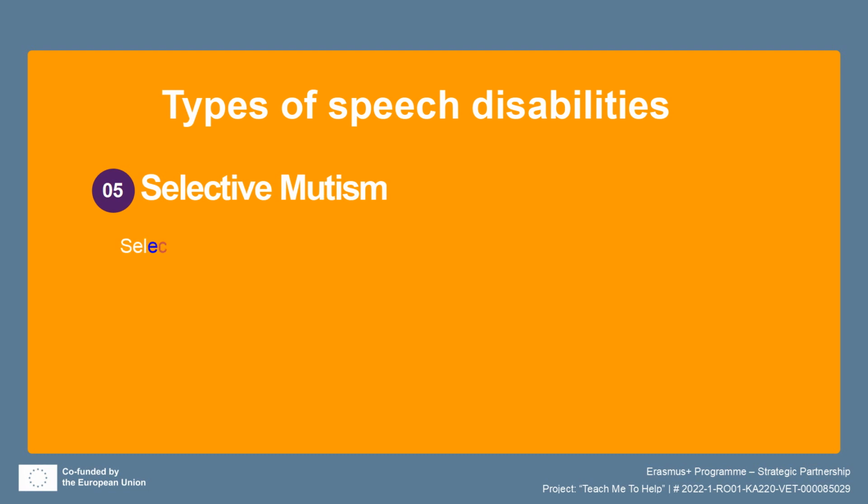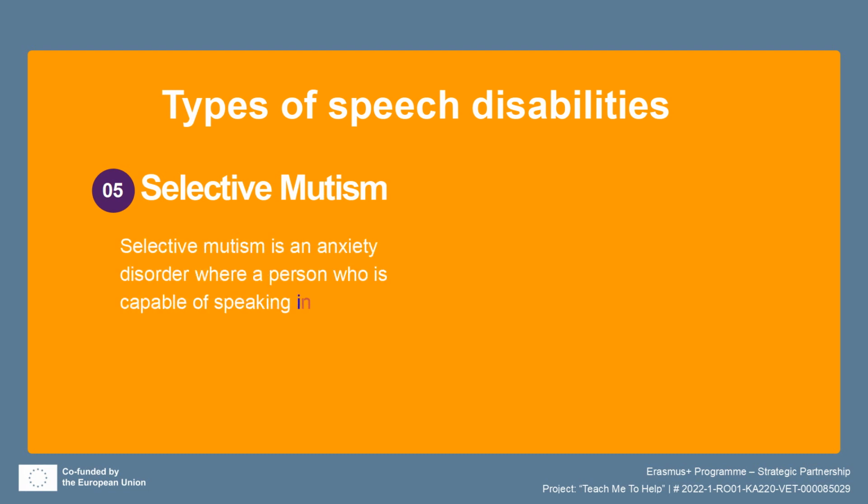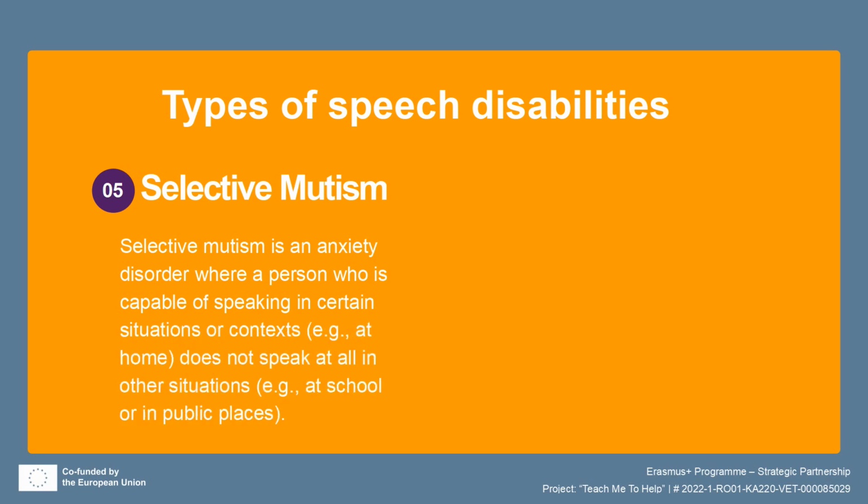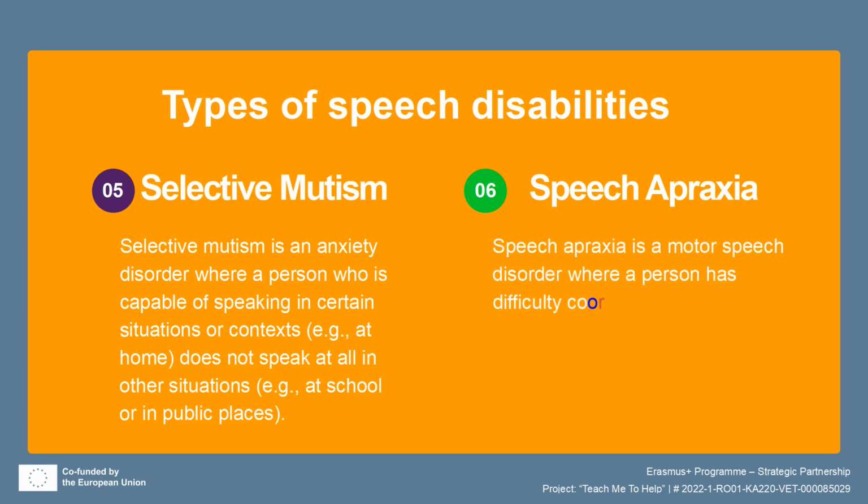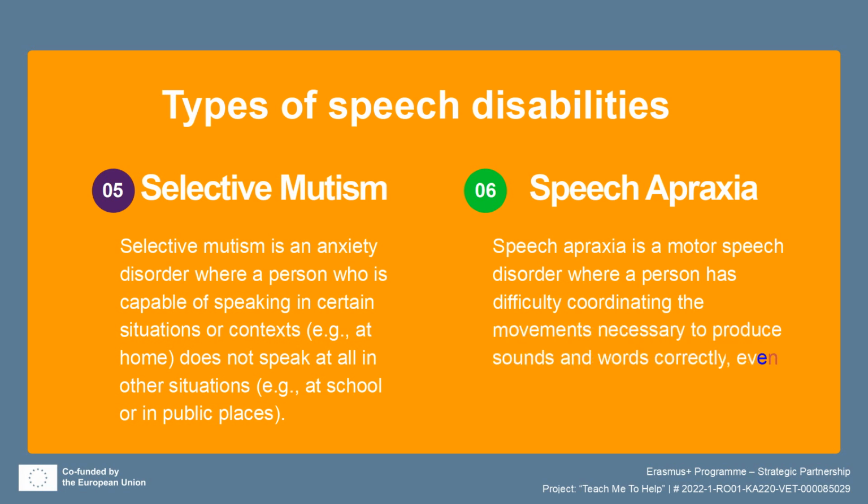Selective mutism. Selective mutism is an anxiety disorder where a person who is capable of speaking in certain situations or contexts, for example, at home, does not speak at all in other situations, for example, at school or in public places. Speech apraxia is a motor speech disorder where a person has difficulty coordinating the movements necessary to produce sounds and words correctly, even though they want to and know what they want to say.